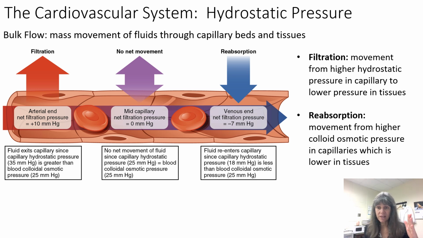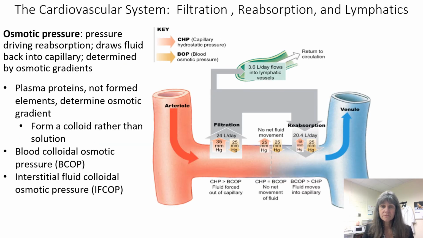When the fluid leaves the capillary, it becomes interstitial fluid, and then interstitial fluid can be resorbed on the venous end of that capillary because the colloid osmotic pressure is higher than the capillary hydrostatic pressure at that point. So again, osmotic pressure is going to draw fluid back in towards it, and that's determined by gradients, pressure gradients for filtration, osmotic gradients for reabsorption.